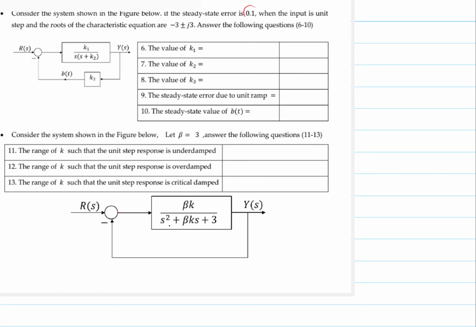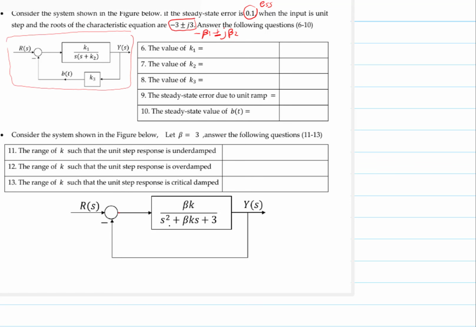Given e steady state for a step input, let's assume this is e steady state to be any value, and the roots of the characteristic equation, let's assume in general form, minus beta 1 plus minus j beta 2, are given, and we have here the block diagram.